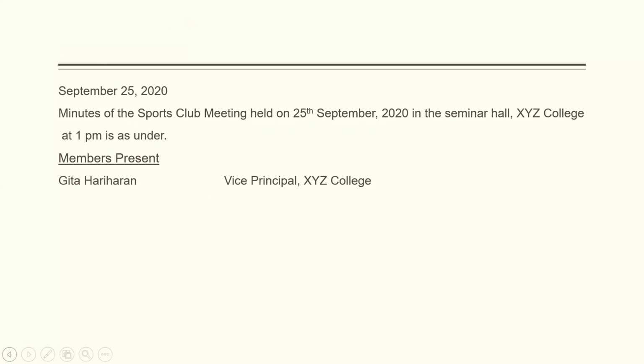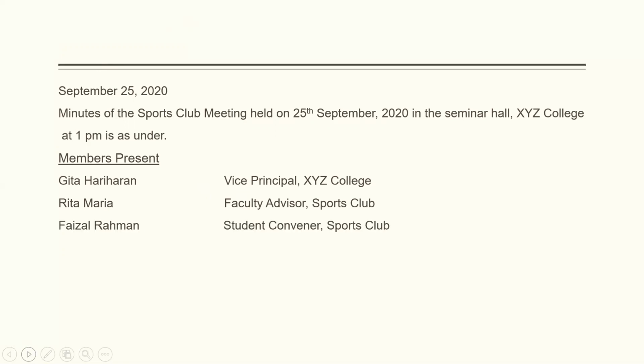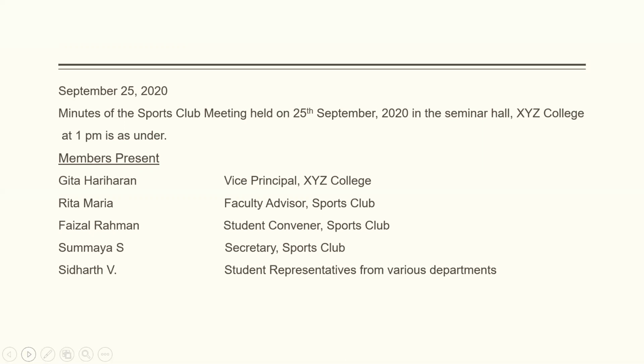So Geeta Hariharan, that is the vice principal, XYZ College. Next is Rita Maria. She is a faculty advisor, sports club. Next, you need the student convener, sports club. Definitely you need a student convener, and that is Faisal Rahman. Next is Sumaya S, and the secretary is supposed to write the minutes, and that is Sumaya S. Next is Siddharth, who is a student representative from various departments. If you're aware of it, in our club you have representatives from various departments. So first is Siddharth, next is Ahilya S, next is Fatima Salam. You can write 5 to 6 names, that is enough.